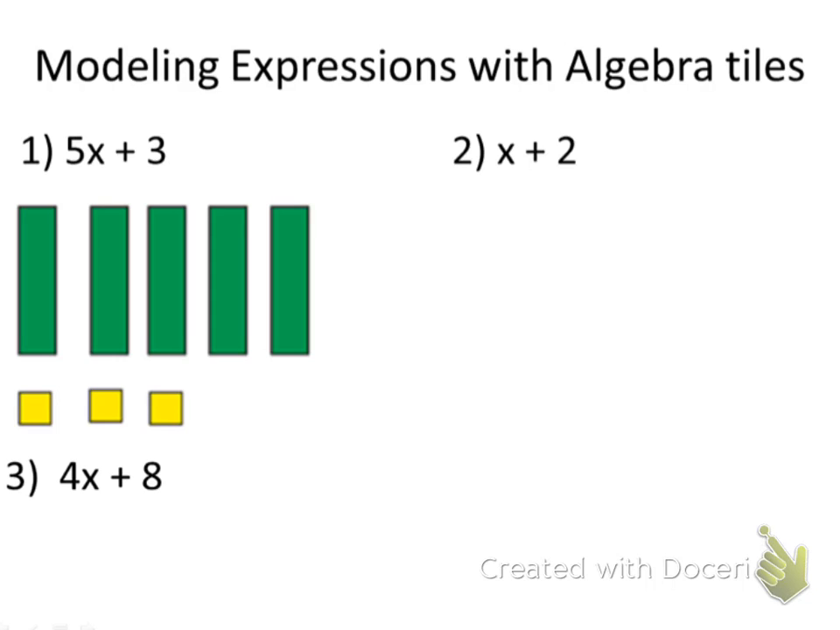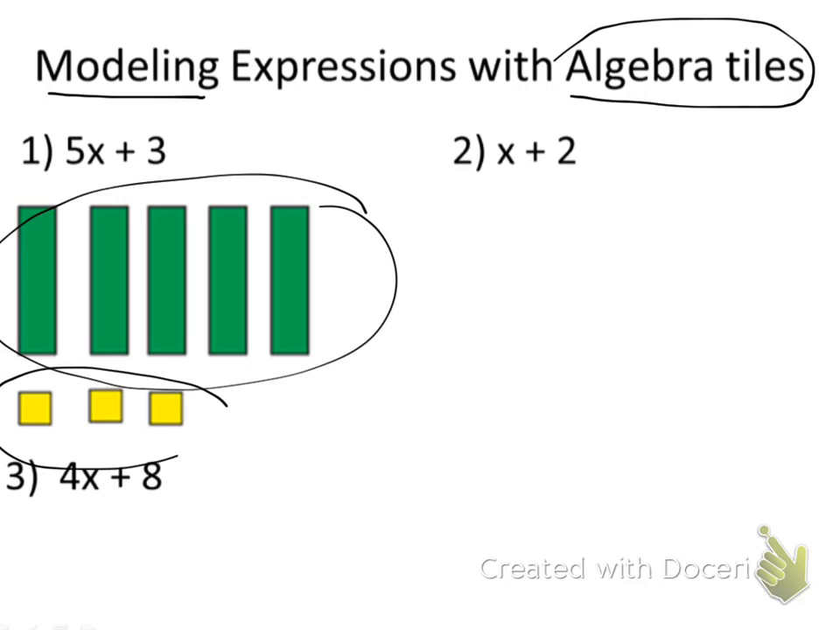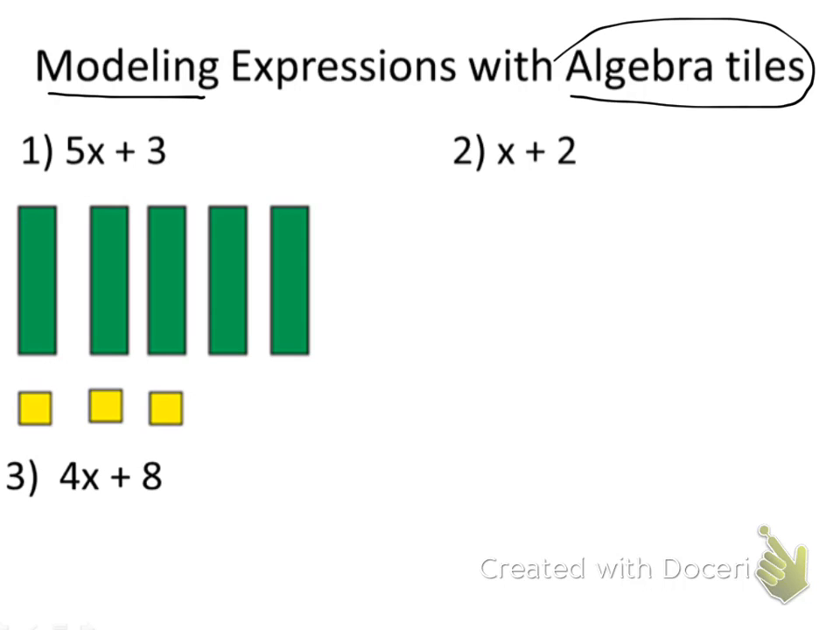But these are called expressions. We can model, so represent, algebraic expressions with something called algebra tiles. Algebra tiles are these, the little squares and rectangles to represent different things. When we model this expression, 5x plus 3, using algebra tiles, we model it using these green rectangles. These ones represent the x's. There are 5 x's, so we put 5 green boxes, 1, 2, 3, 4, 5.